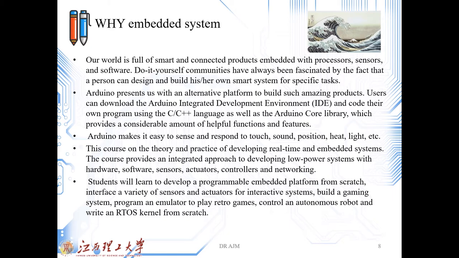Okay, let us see why we need embedded systems and what is the role of this subject in our course and also in our life. As you see, our world is full of smart and connected products that we call embedded systems, with a processor. Let me tell you truly that an embedded system is nothing but a system that has one microprocessor and some peripherals, something like the human body. We have one body, which is the microprocessor, and we have some sensors and some software that we should coordinate, and through all the connections between these peripherals, we have a system that we can call an embedded system.